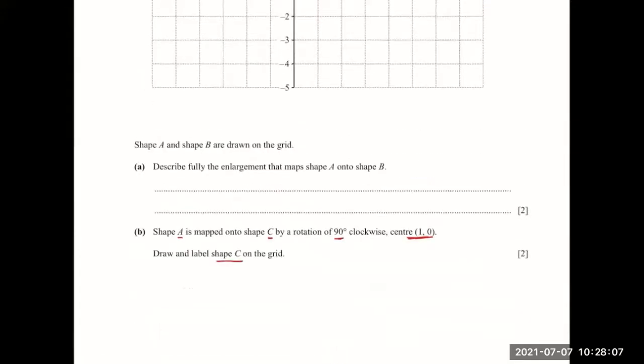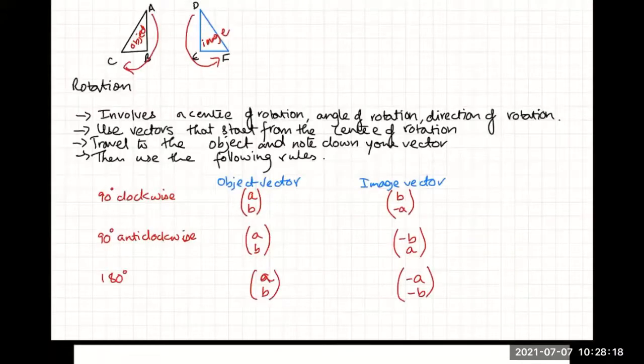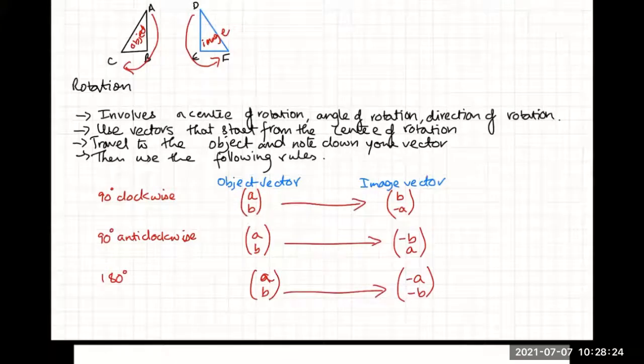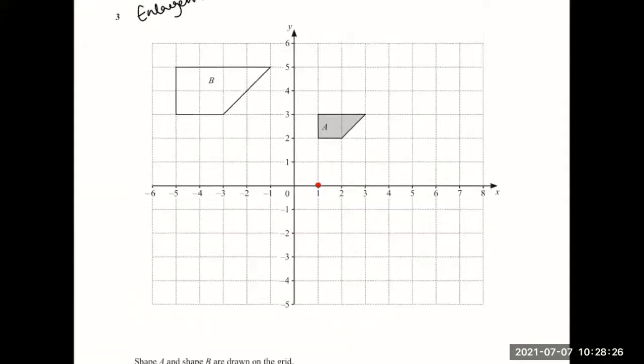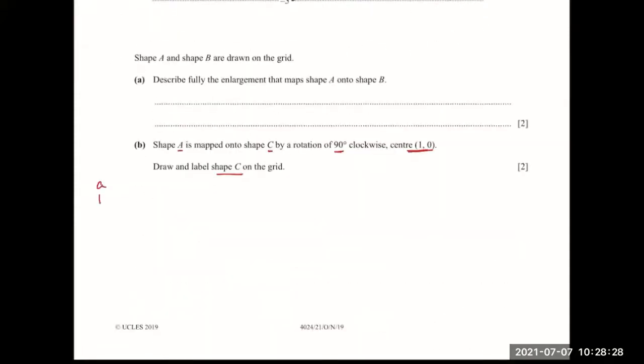Now I know that when I'm doing 90 degrees clockwise transformations, what is the rule? Let me first write down my rule that AB becomes B minus A. Okay, AB becomes B minus A. So let me just note down the rule there so that we're not confused at the end. So AB becomes B and minus A. Okay, that's what it's becoming.